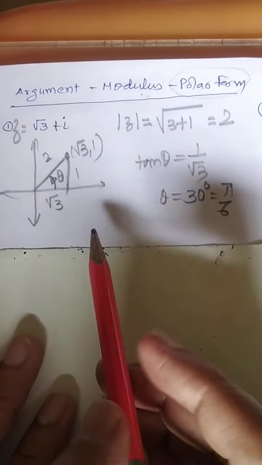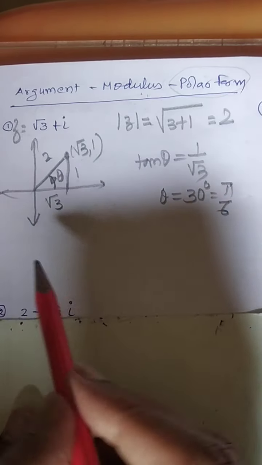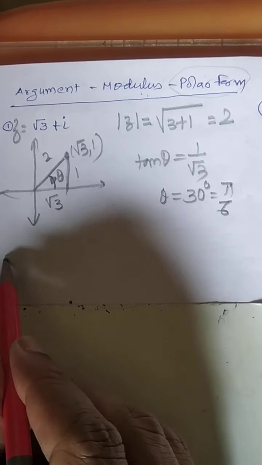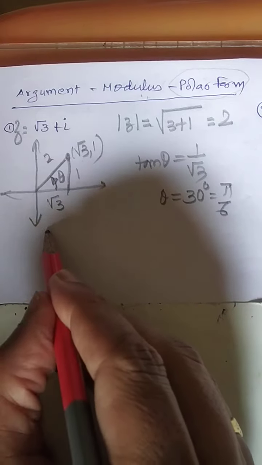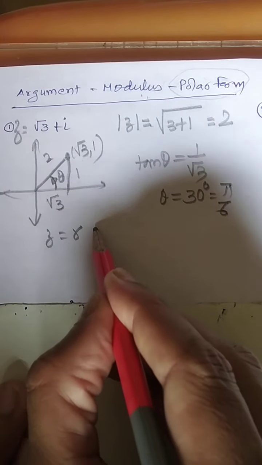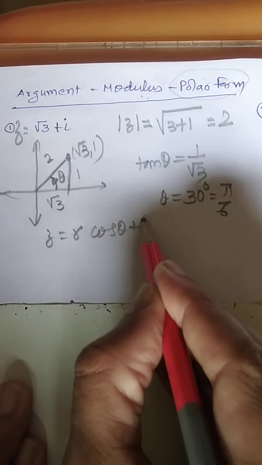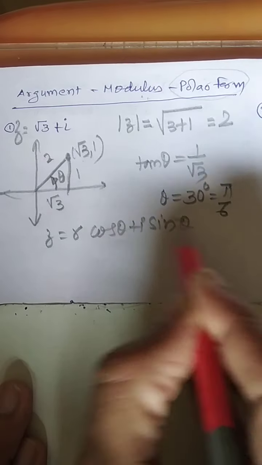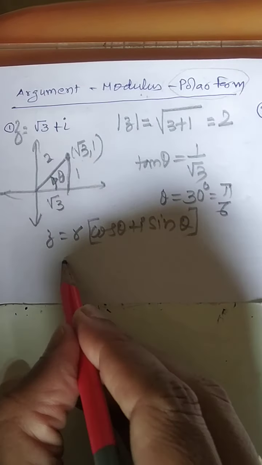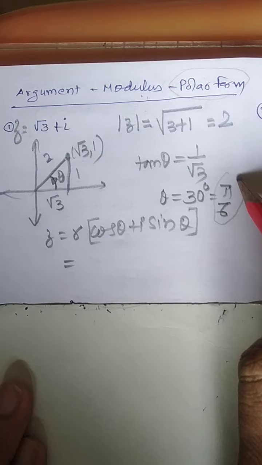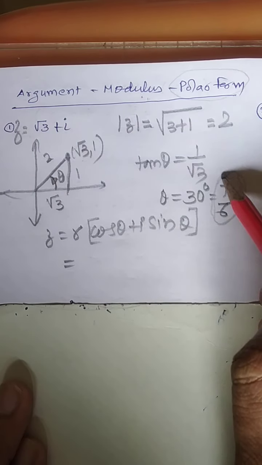Okay. Now, how am I trying to connect this? If you consider the answer of this question, z will be equal to r times cos theta plus i sin theta. If you replace the value, this is nothing but the argument of the complex number. Suppose only the argument is asked, you will be stopping over here.